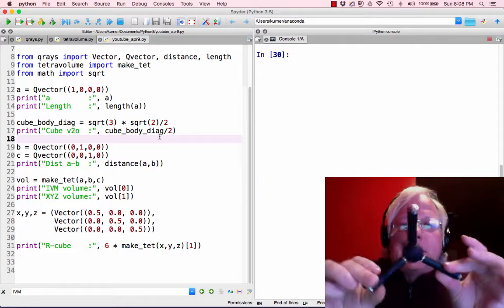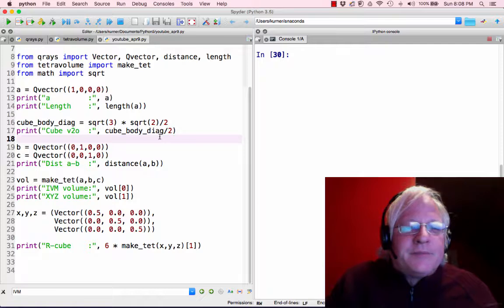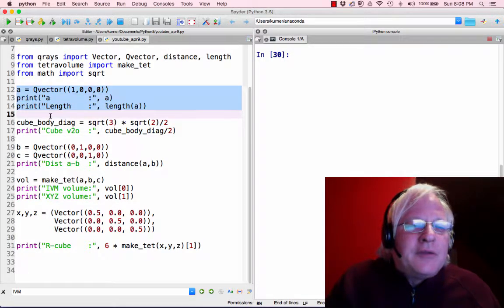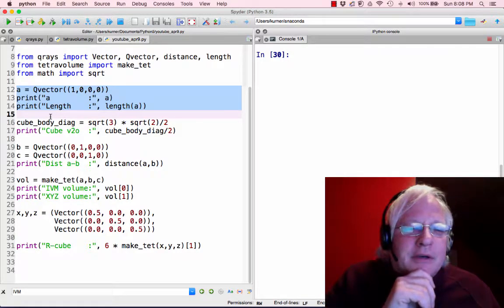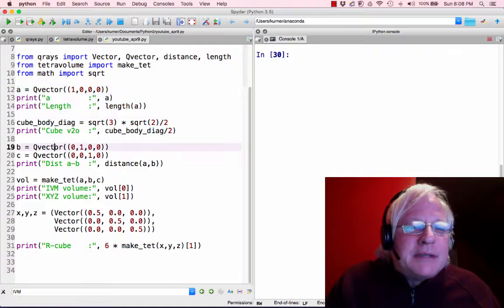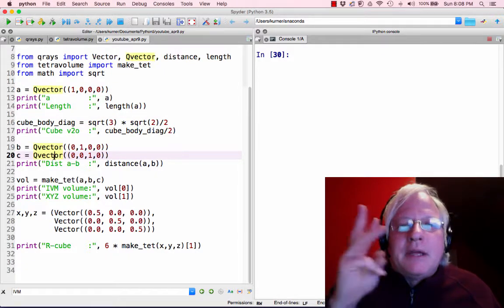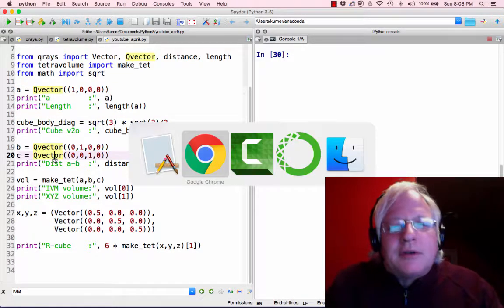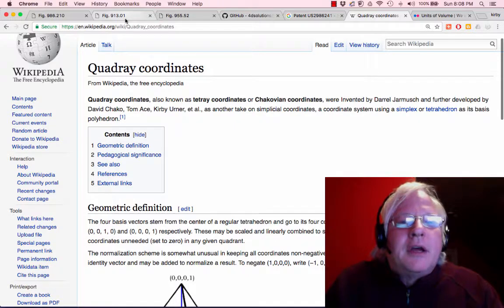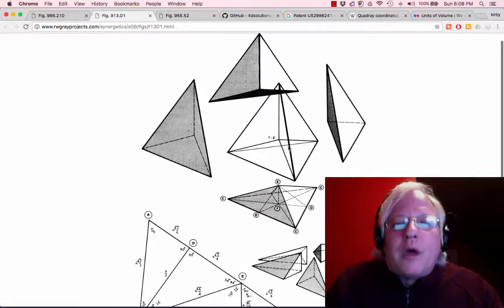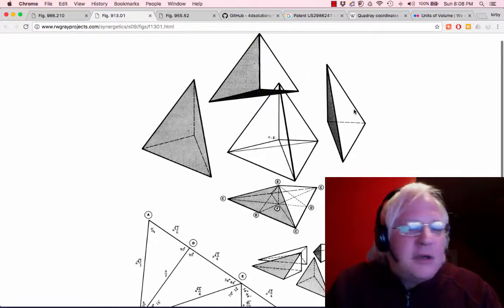So this will be unit volume in Synergetics. What I'm going to be doing in this script is creating a Q vector or a quadray using my open source software, and then creating the B and the C as well, giving me 3 vectors to the corners of one quadrant face.